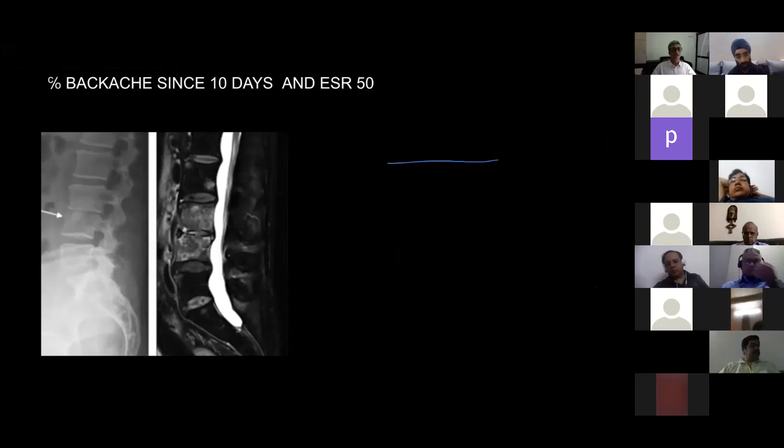So let us see this case. The patient came with back pain for last 10 days and increased ESR.